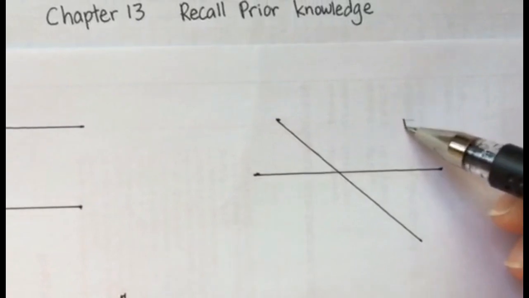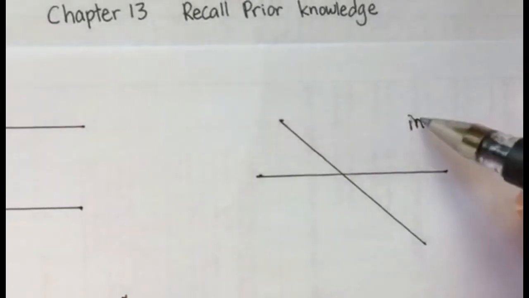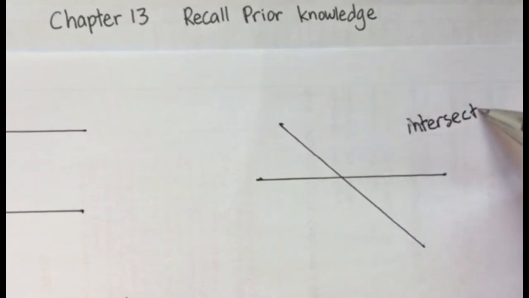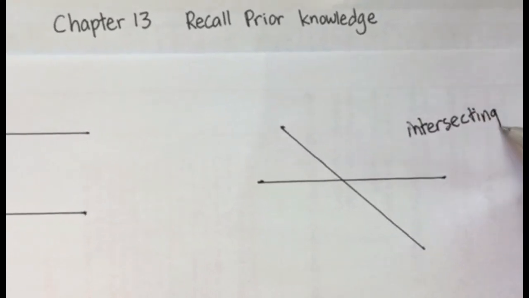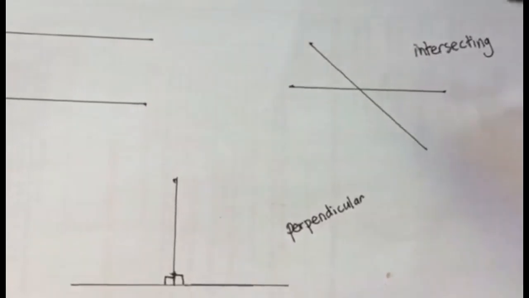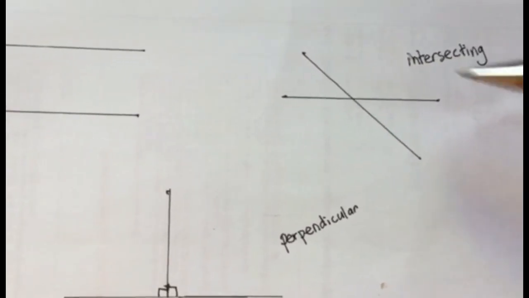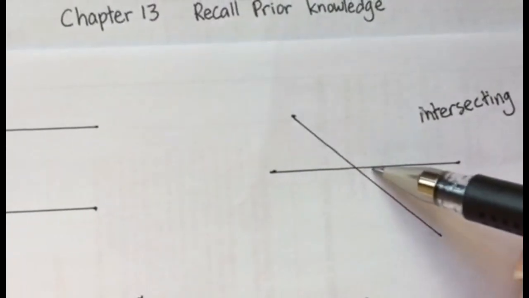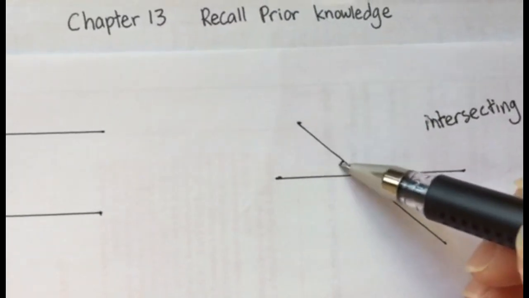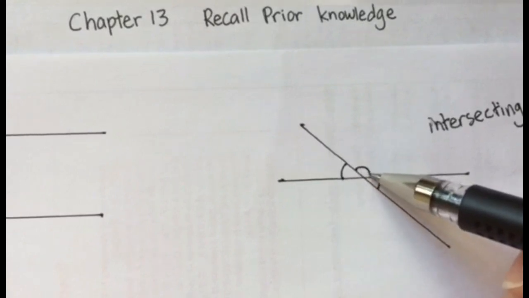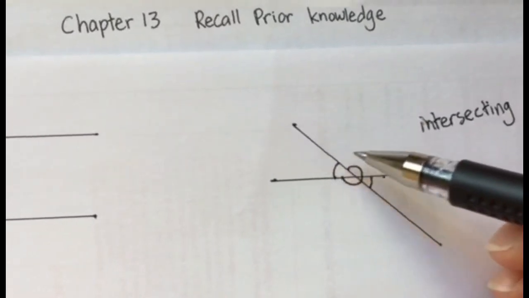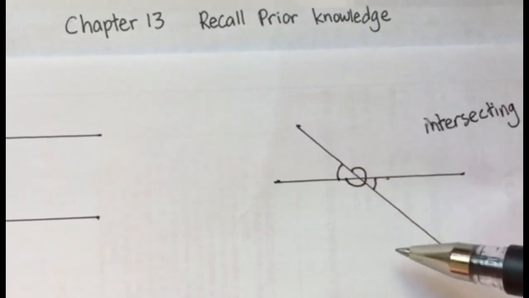And these two lines, they're just intersecting each other. So they intersect each other. These are called intersecting lines. And they form two pairs of vertical angles and four pairs of angles on a line.